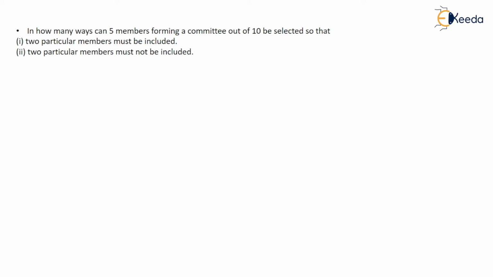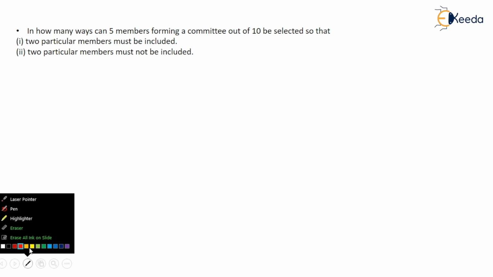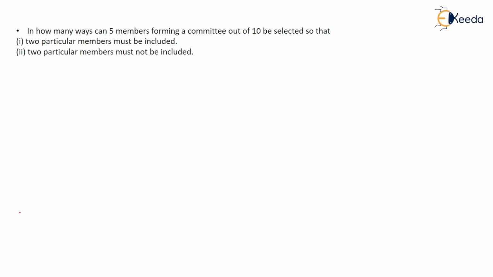Okay, so the first case is that 2 particular members are included. What that means is that out of those 5, 2 positions are already reserved for 3 members, and out of those 10 members, 2 positions are again reserved, right?